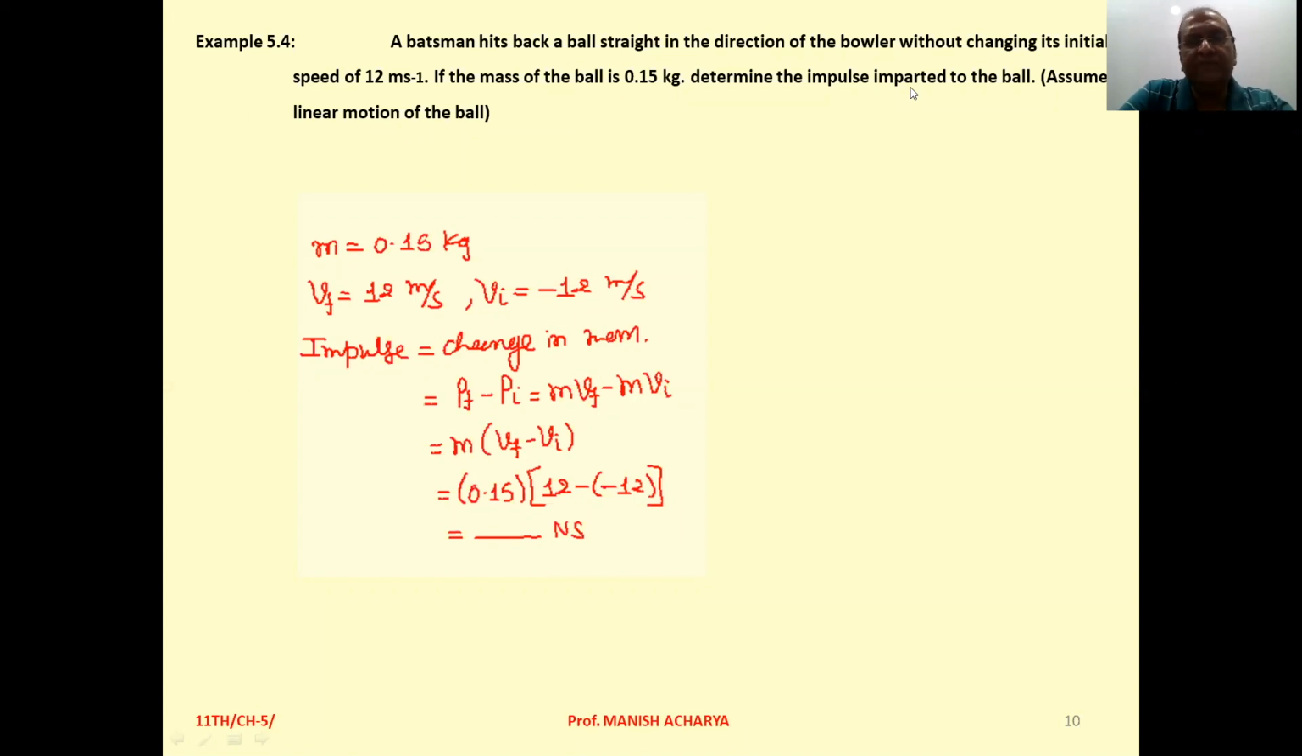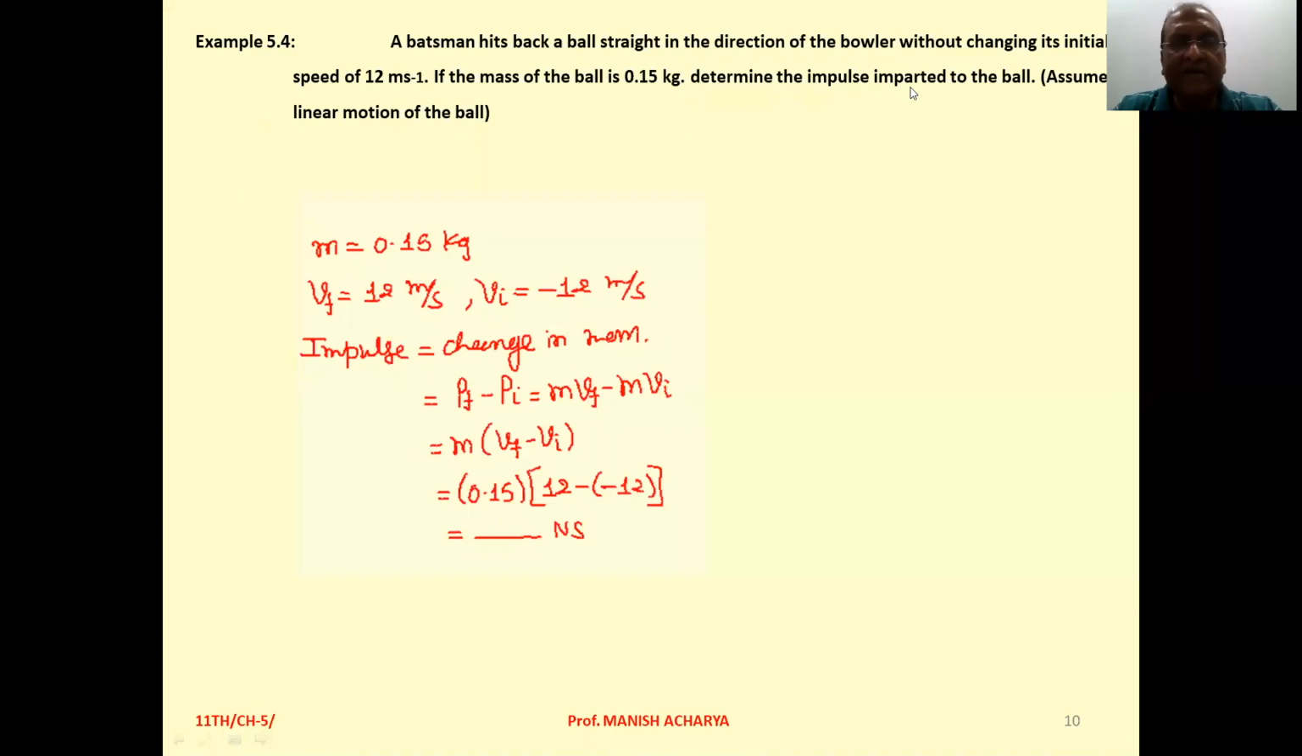So here, first of all, we have to concentrate our mind on what we have to find. So we have to find impulse. Now, impulse is nothing but change in momentum. So we have to find change in momentum. If you want to calculate the change in momentum, then you have to take final momentum minus initial momentum.